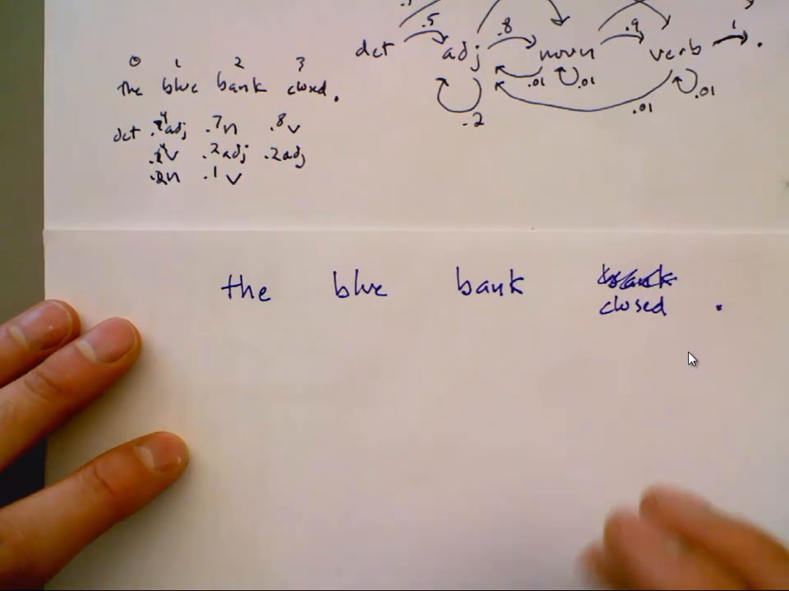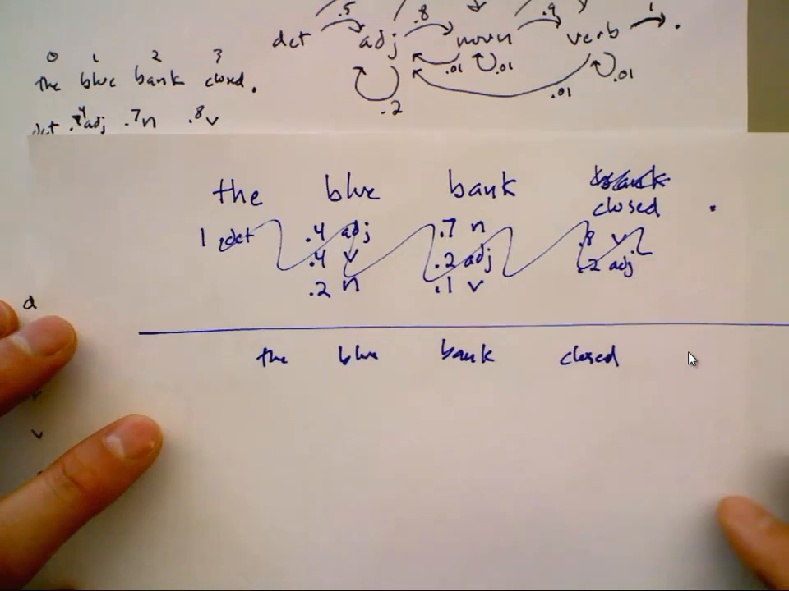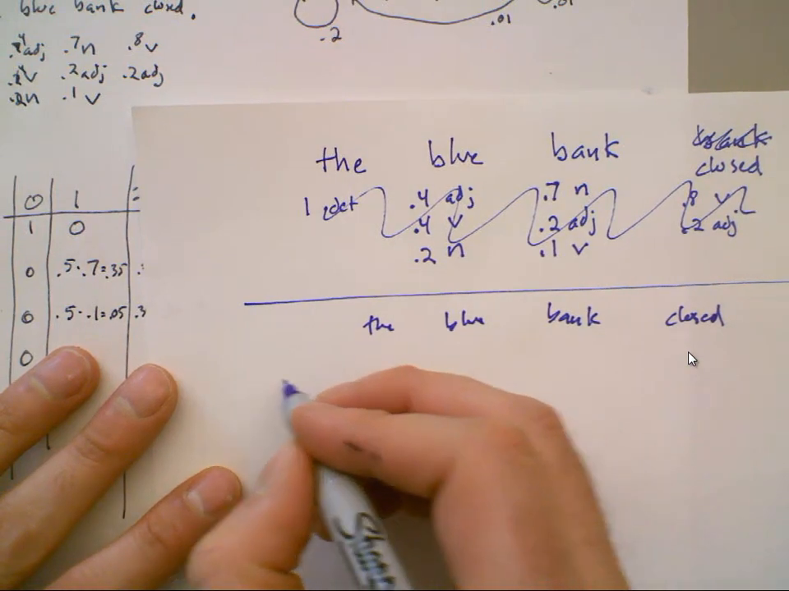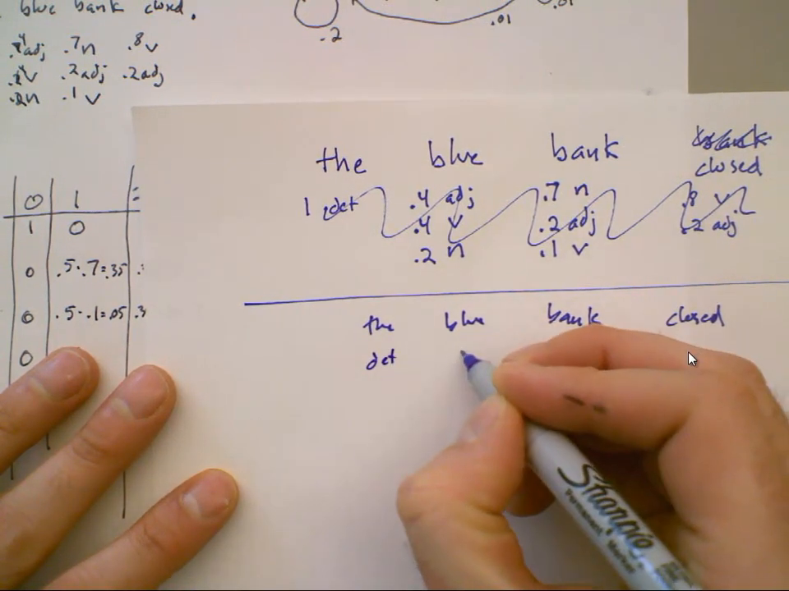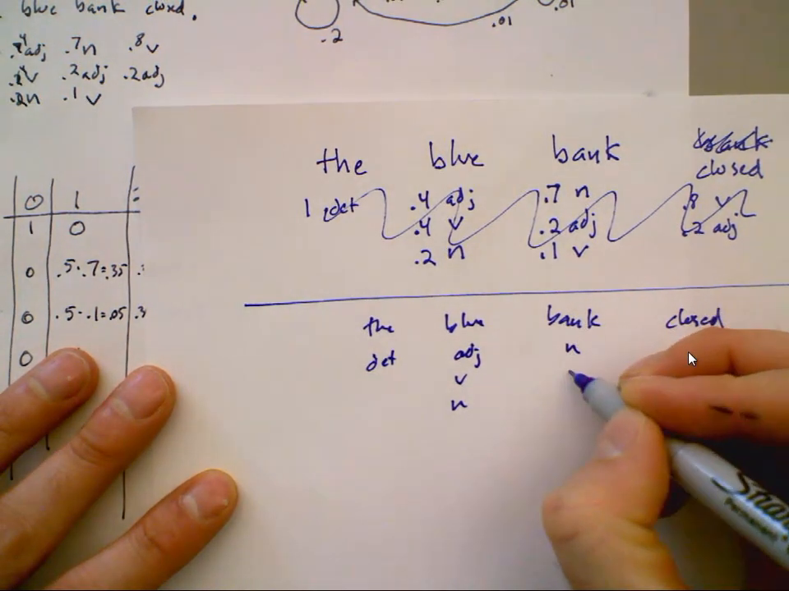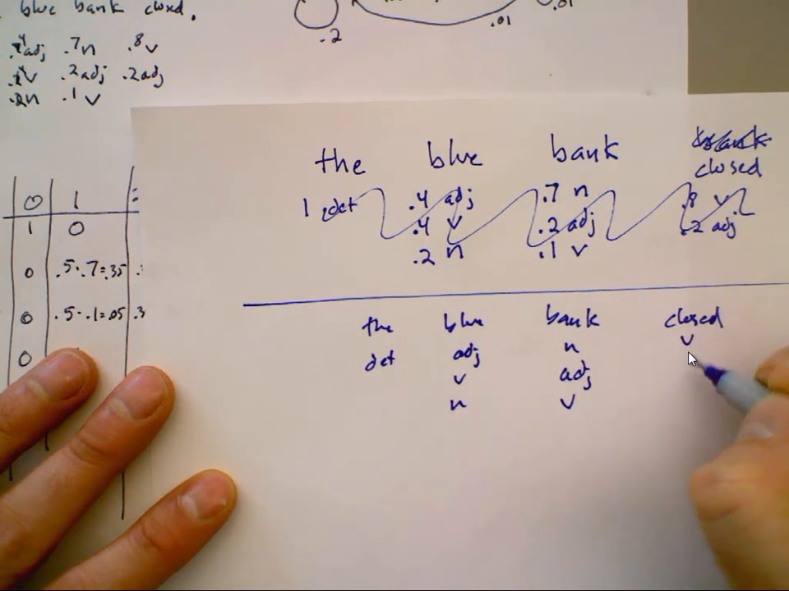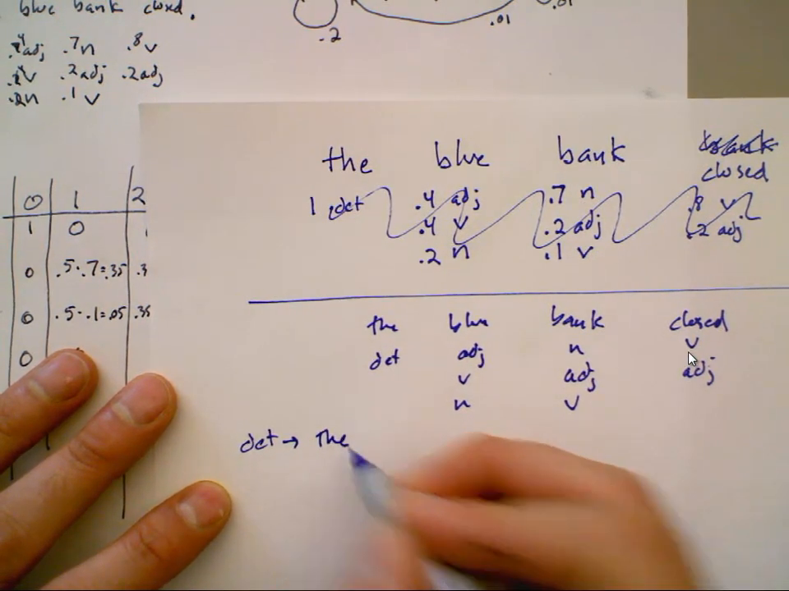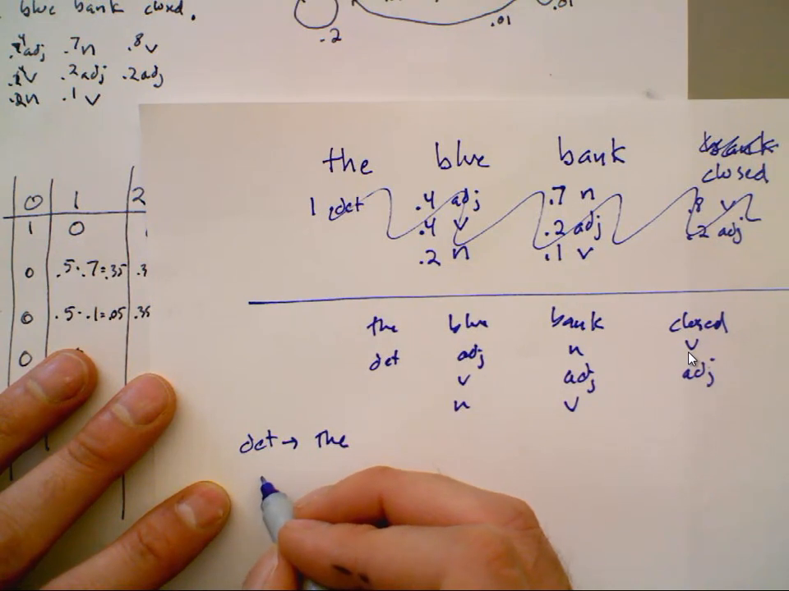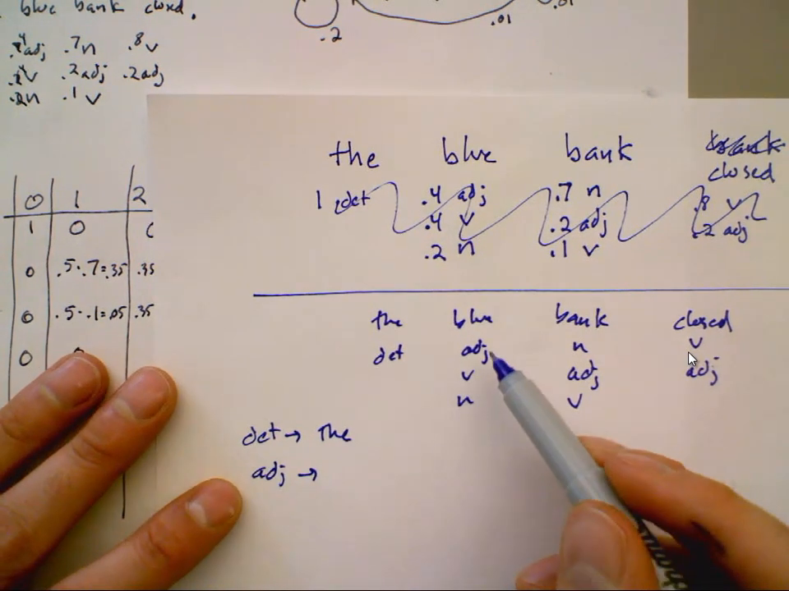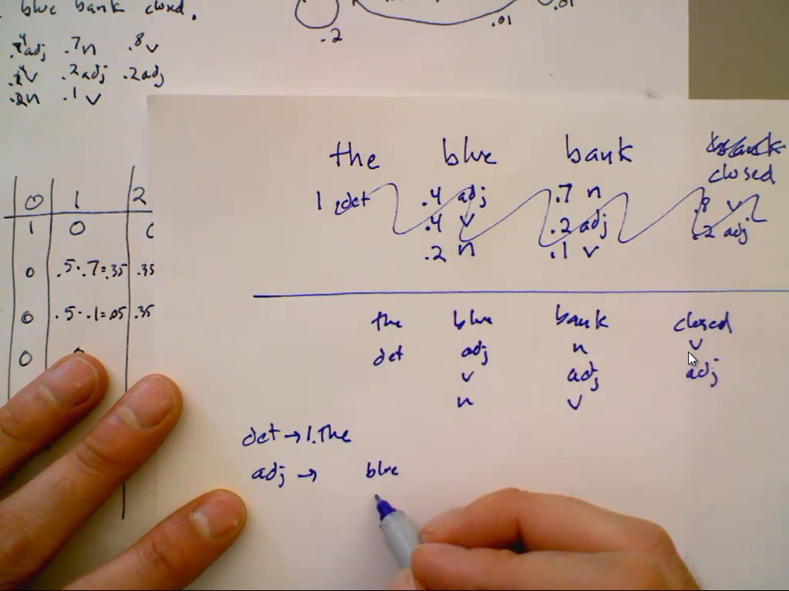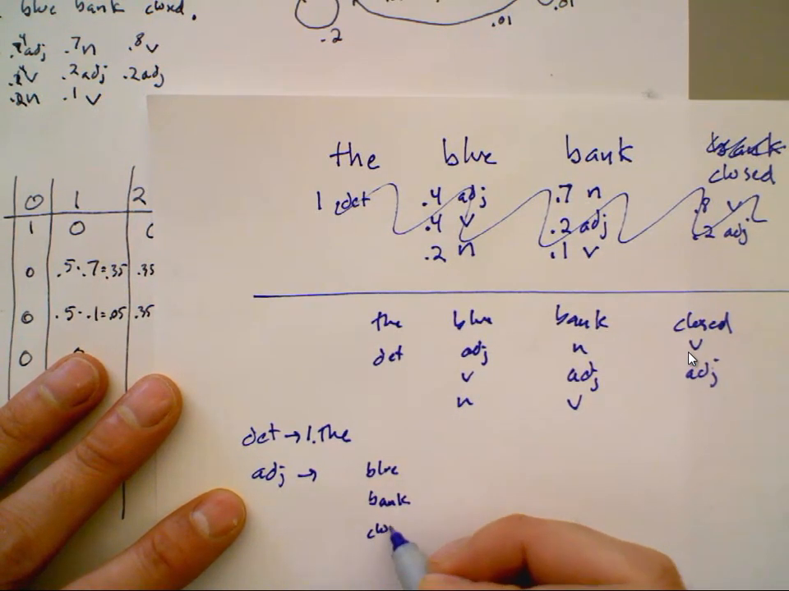Now we're going to have ambiguity in our lexicon here. So what we need is the probability of the observations given the underlying state. So we're wondering things like, let's see, this could be determiner or adjective or verb or noun, and this could be noun or adjective or verb, and this could be verb or adjective. And we need, for det, the only thing you can get is a the. For adjective, you could get blue. So there's probably 1 of getting the. For adjective, you could get blue or bank or closed.